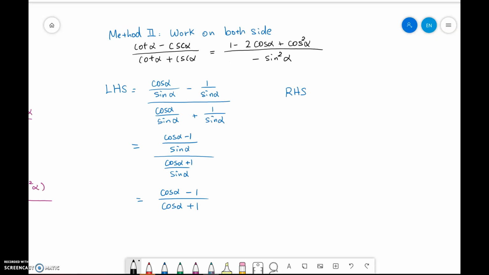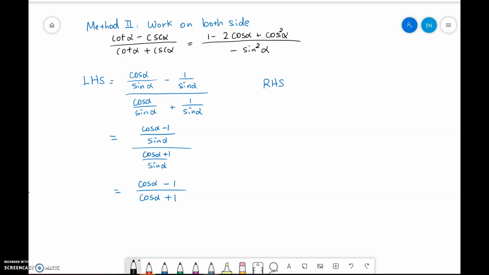Just pause really quick and copy down the original problem and then the left-hand side. So the second method is I'm going to work from both sides and see where they're going to meet in the middle. From the previous method, I already did the left-hand side, so I'm just copying it, and my last line is cosine of alpha minus 1 over cosine alpha plus 1. Now I'm going to work on the right-hand side. On the numerator, I see 1 minus 2 cosine alpha plus cosine squared alpha, which is a factorable trinomial. So I'm going to factor it as 1 minus cosine alpha, squared.